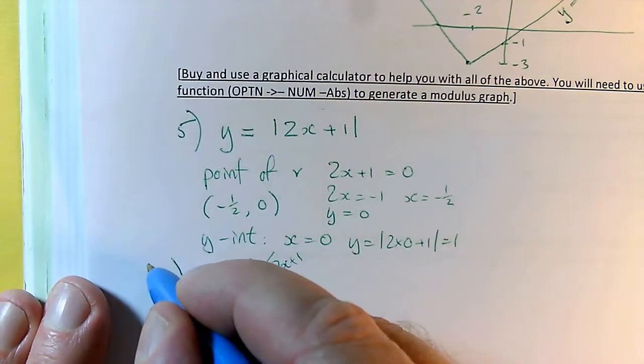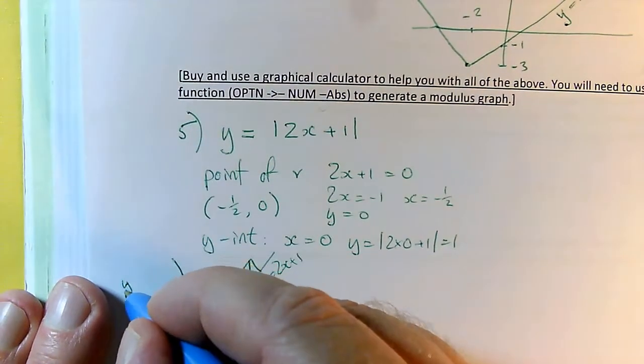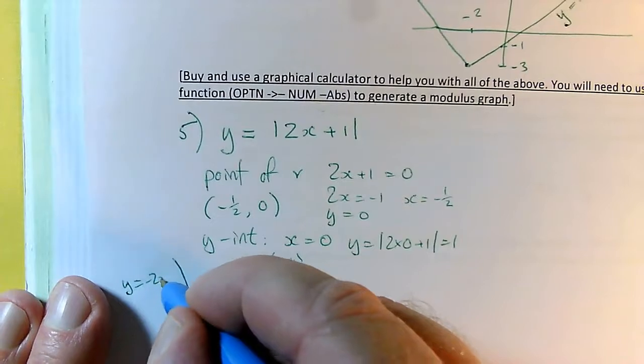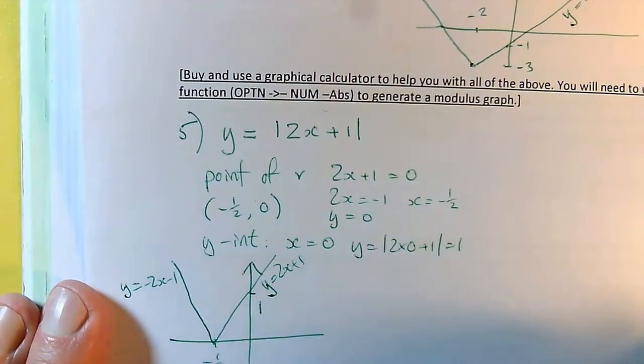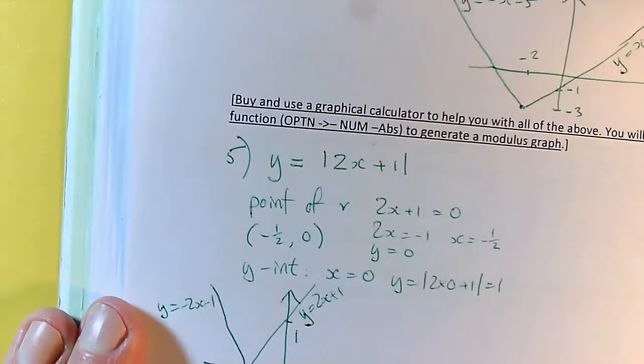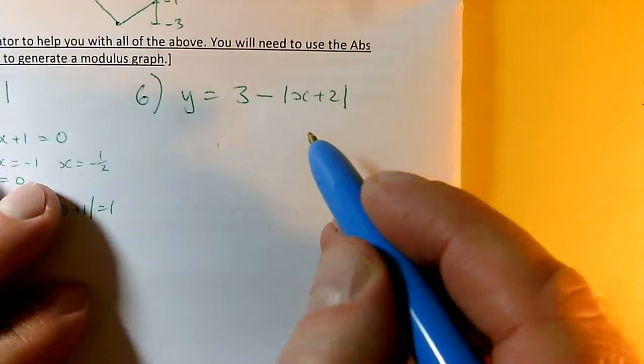And this side is when the modulus does something. So if the modulus does something, it causes a sign swap. So y equals minus 2x minus 1 is the equation of that branch. Okay, so that was number 5. For number 6, let's have a look at this one here. Let's look at y equals 3 minus the modulus of x plus 2.